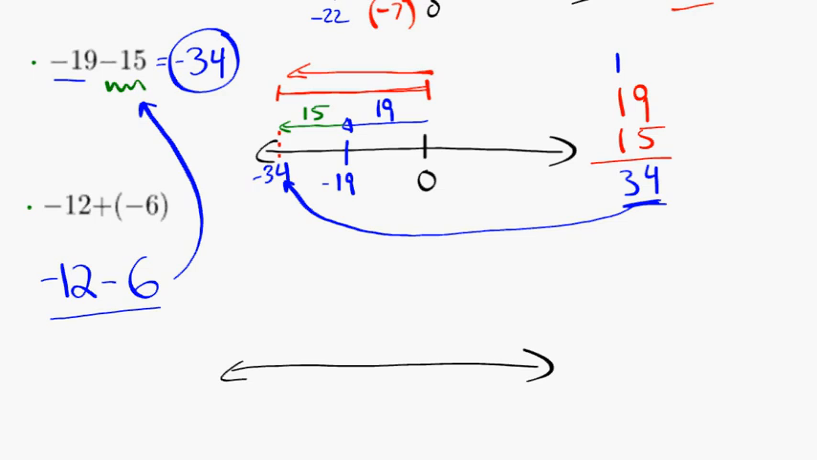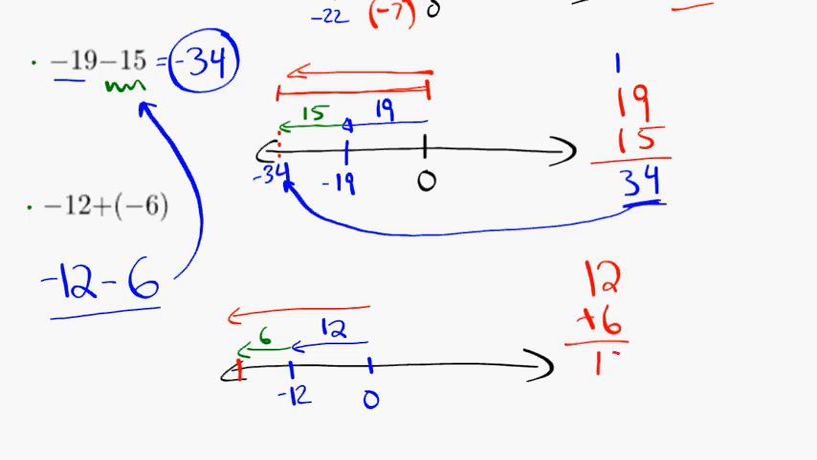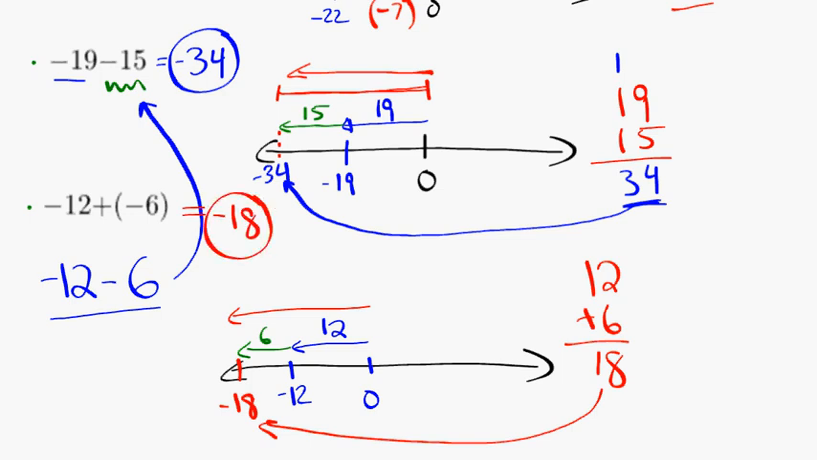So what we're going to end up with is two arrows that we are going to add together. We've got negative 12, and then we've got negative 6. So these two distances are going to add to make our total distance. 12 plus 6 is going to be 18, which means we end up at negative 18. Negative 12 plus negative 6 equals negative 18.